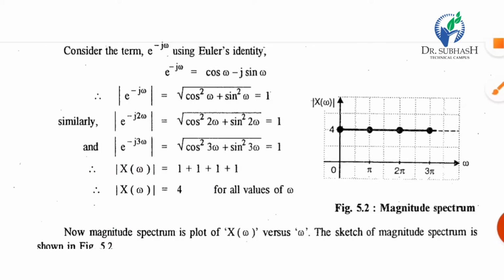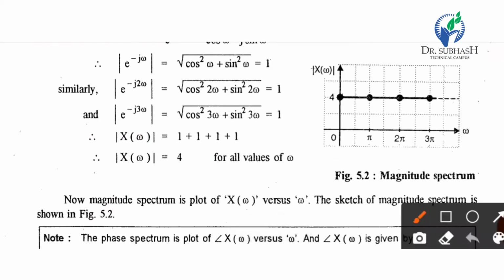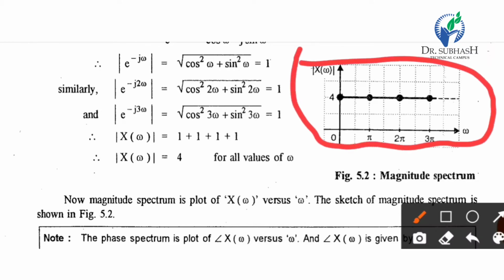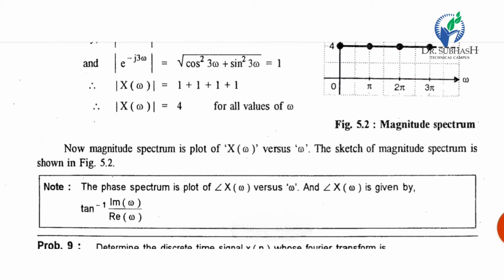So the magnitude spectrum is |X(ω)| versus ω. For all values, |X(ω)| is 4. So at 0, π, 2π, 3π, the values are 4. So it's called the magnitude spectrum. The magnitude spectrum is a plot of |X(ω)| versus ω. The sketch of the magnitude spectrum is shown in the figure.